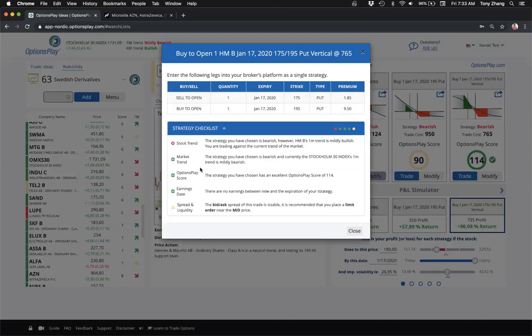And we even have what's called a strategy checklist. This is designed to give you a sense for the different metrics or different risks you should be aware of before you execute a trade like this.